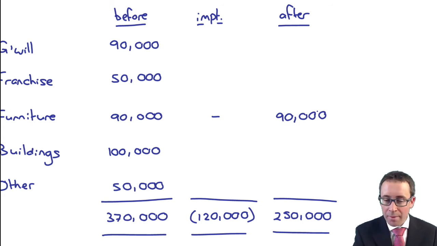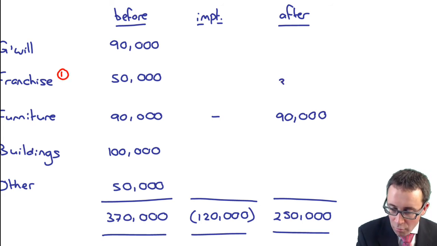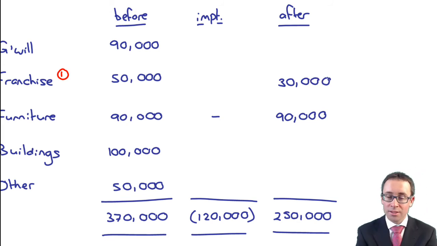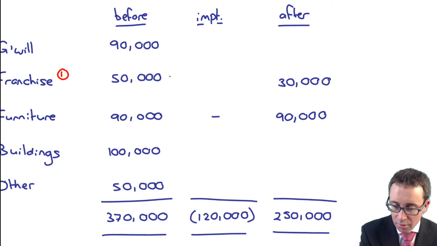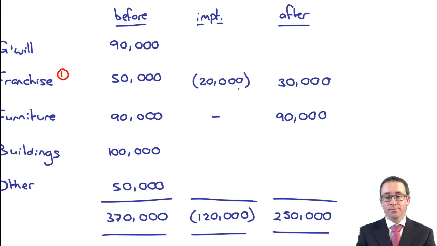We were told something about the franchise, weren't we? So that's a specific asset over which we're told it could be sold back at 30,000, isn't it? So does that go through there and give me an impairment of 20? So of that 120, 20 has been used up.